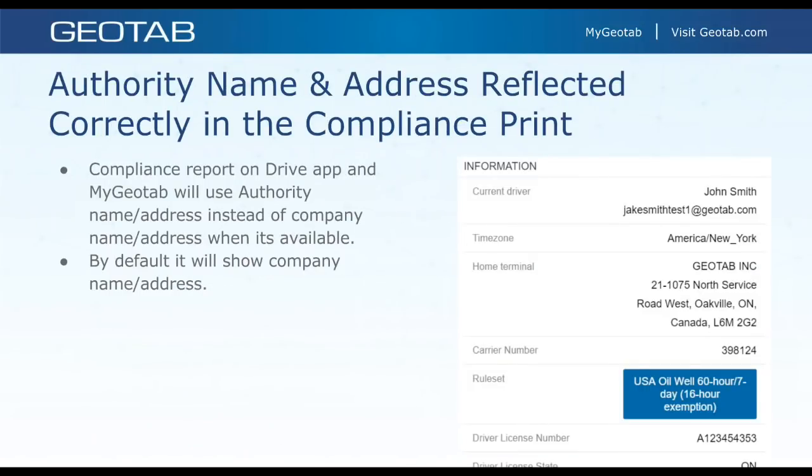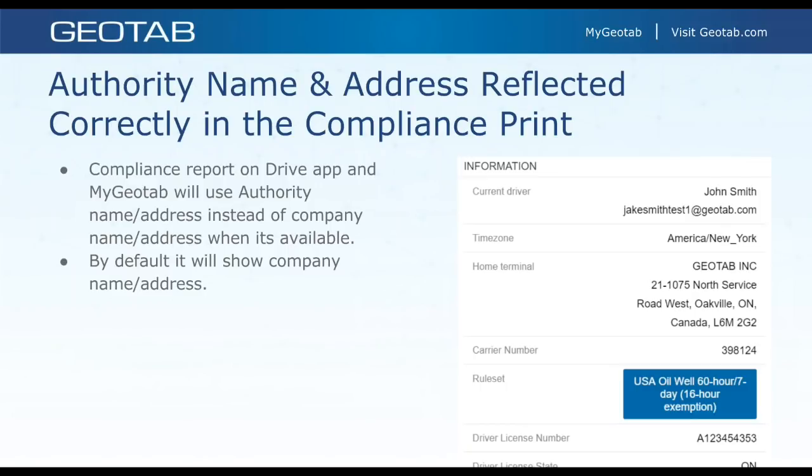We have also made a small tweak to the name and address on the compliance print. Before, it would show the company name and address that you have inside of my Geotab by default. Now it only does that if you don't actually put an authority name and address on that particular user's information. So inside of the hours of service tab for each user, you can put the terminal information and the authority information. If you don't fill out the authority information there, we'll grab it off of the company name and address from the system settings of your database. But we wanted to make sure that if it was there on the user, that it overrides anything that might be in the company name and address.